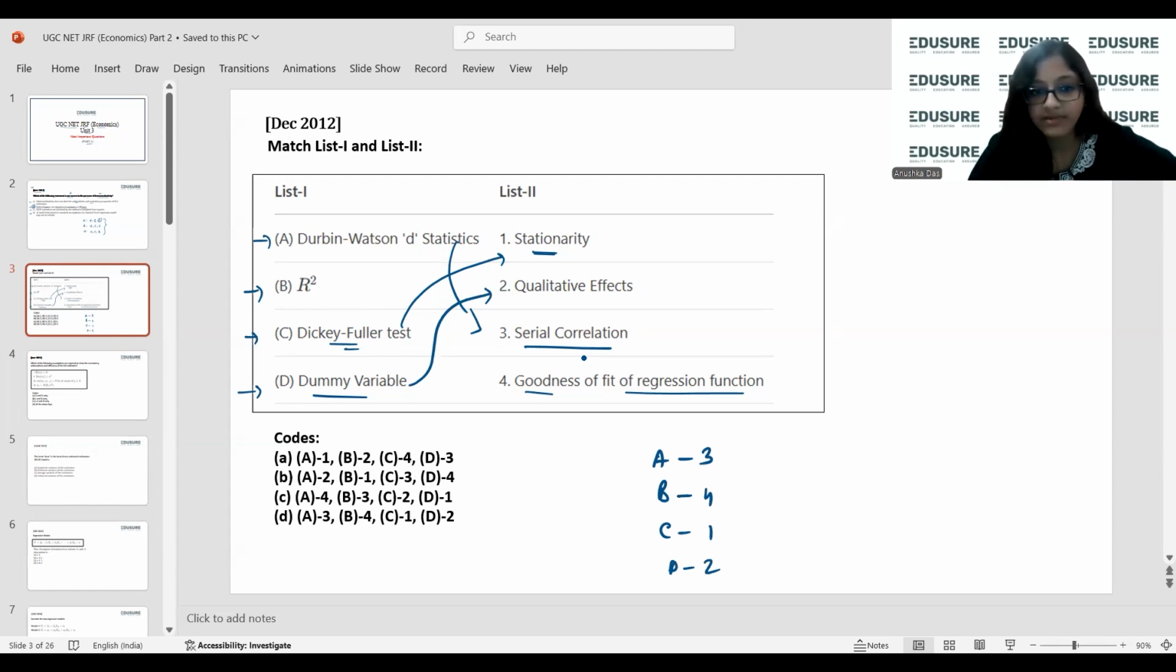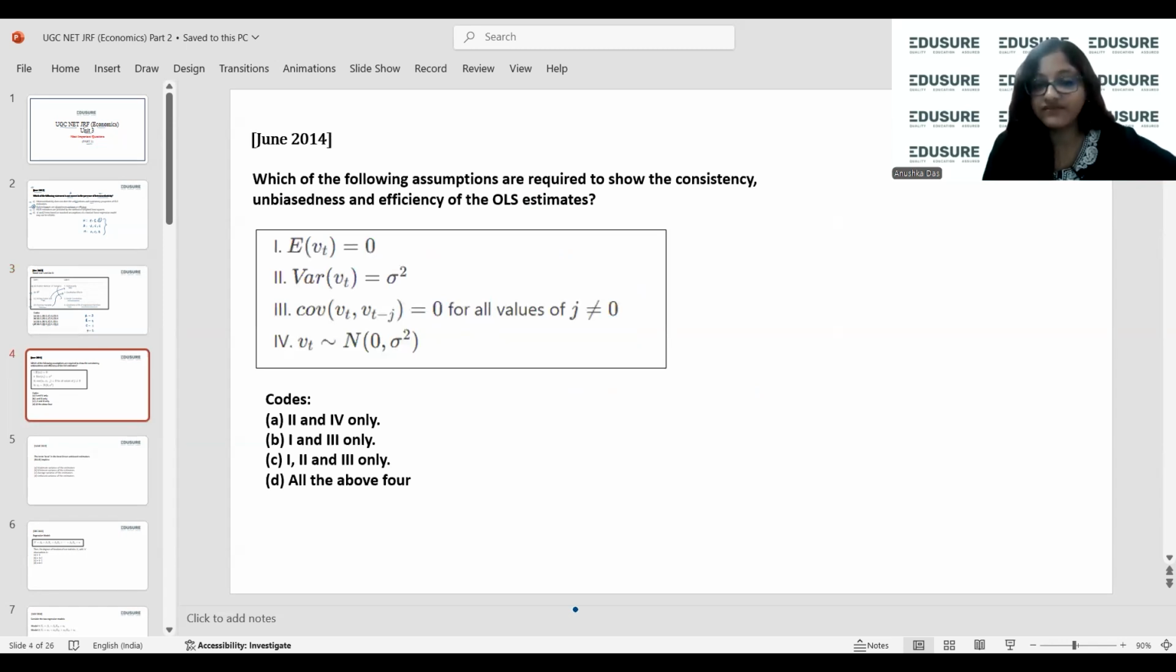So what will be the right answer? A is option 3, B is 4, C is 1 and D is 2. So B will be the right answer for this question. This is December 2012. Okay. So let us go to June 2014 now. Which of the following assumptions are required to show consistency, unbiasedness, and efficiency of the OLS system?